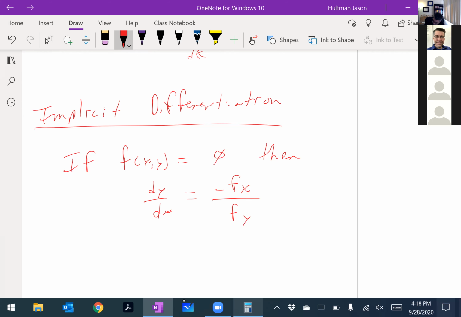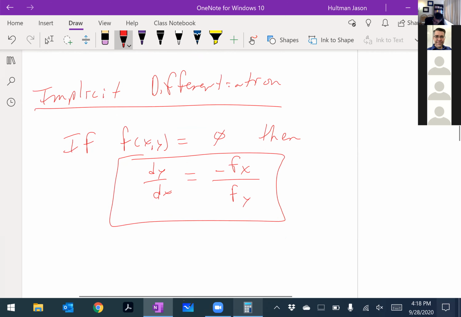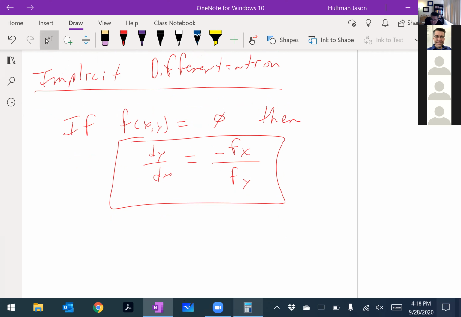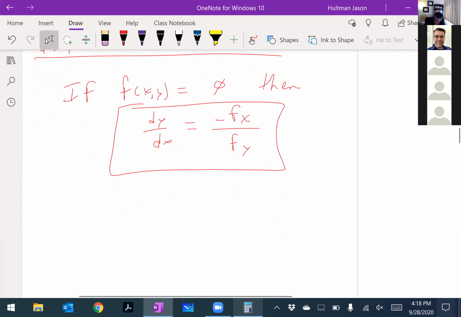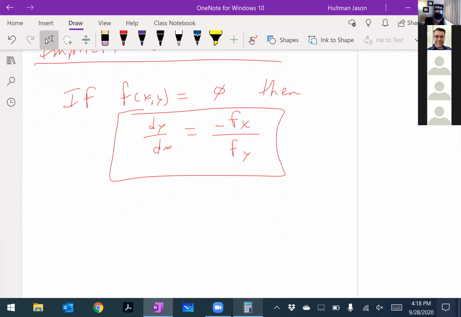Okay, so how does this help me? Well, say I have a function of x y and I set it equal to 0. I can implicitly differentiate that using this formula. So let's do an example. I think it's example 3. Find y prime if x cubed plus y cubed equals 6xy.